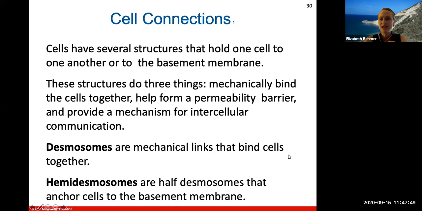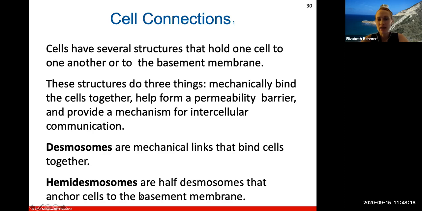Cell connections: cells can be held together. So again, we're still talking about epithelium, which is made mostly of cells. Cells can be connected to one another. These cell connections will mechanically bind your cells together. They'll help form a permeability barrier, so it'll still allow some things to get through, and provide a mechanism for your cells to be connected to communicate with each other.